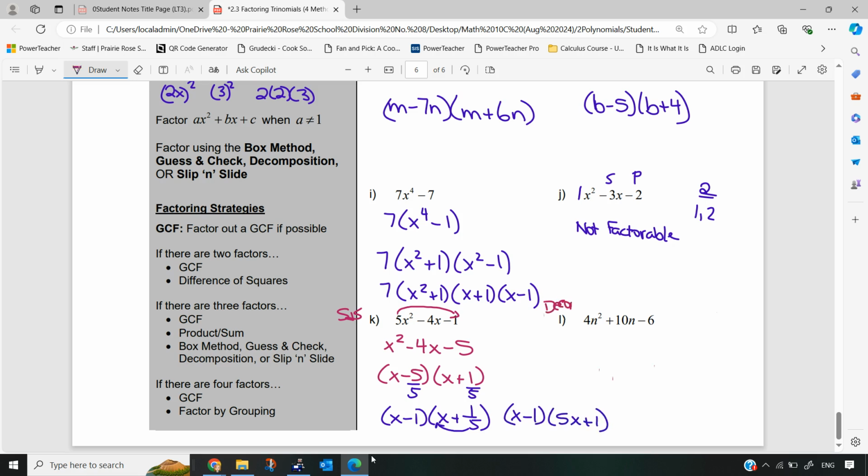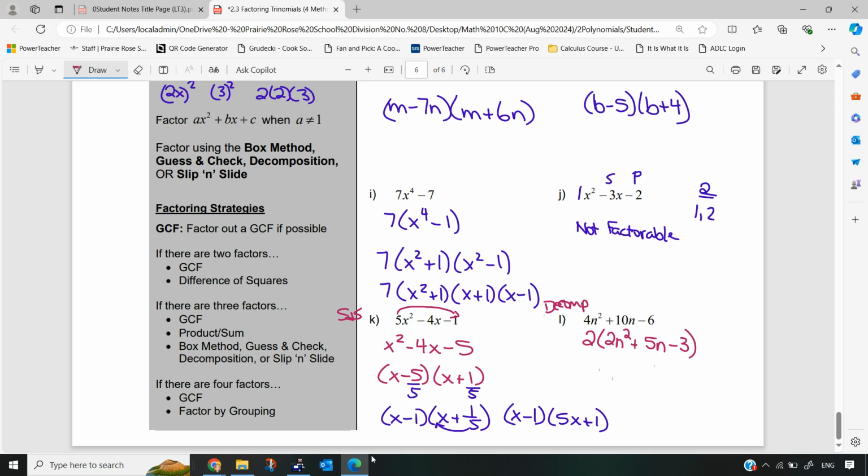Example, I'm going to use decomposition. So my first step is to check for a GCF. In this case, I can pull out a 2. So I'm going to have 2 times 2n squared plus 5n minus 3. The 2 is going to continue to follow us down, but we need to factor the piece in the brackets.